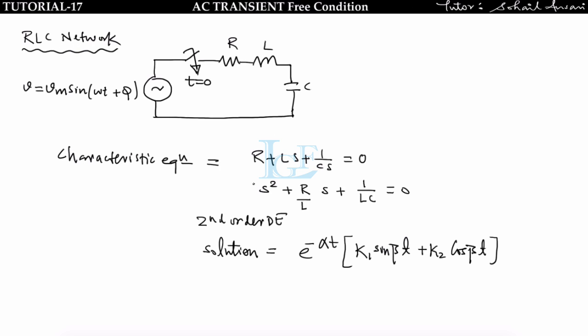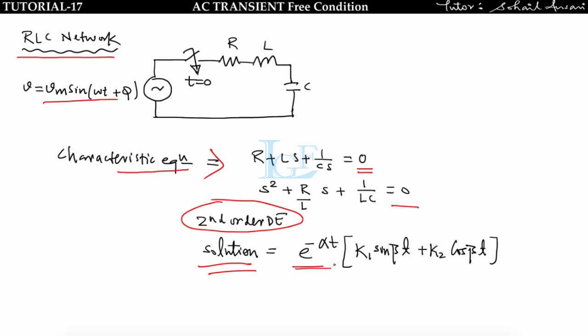Okay. Now let us see what will happen in an RLC network. If you apply AC voltage Vm sin omega t in any RLC network, then the characteristic equation of the RLC network will be R plus Ls plus 1 upon Cs equal to 0, where XL is equal to omega L and we replace omega by s. So s square plus R upon L s plus 1 upon LC is equal to 0. This is the second order differential equation you are getting. So the solution will be e to the power minus alpha t times k1 sin beta t plus k2 cos beta t, where alpha and beta come from the roots of this characteristic equation.